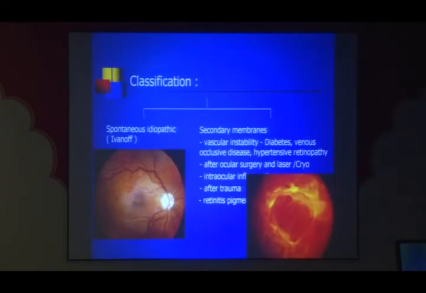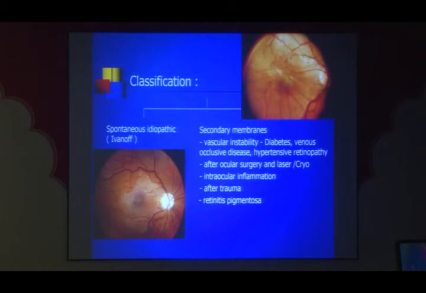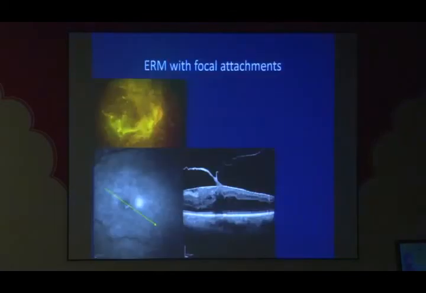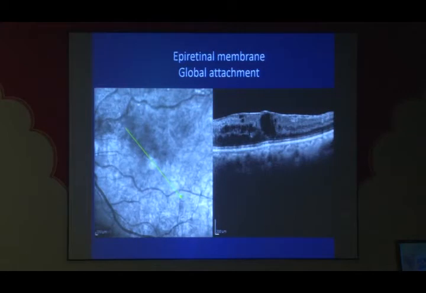We can use the classification of Ivanov, which is a spontaneous idiopathic ERM, or it could be secondary to vascular instability in certain diseases like diabetic retinopathy, Eales disease, hypertensive retinopathy, inflammation caused either by laser or cryo itself, or inflammatory diseases of the eye, or after trauma or retinitis pigmentosa. So the example of an ERM with focal attachments on OCT, or it could be an ERM with global attachment. So this is the spectrum I'm just going through.